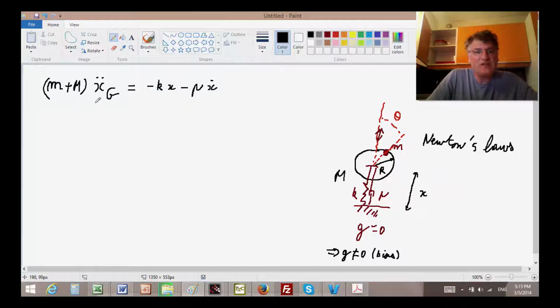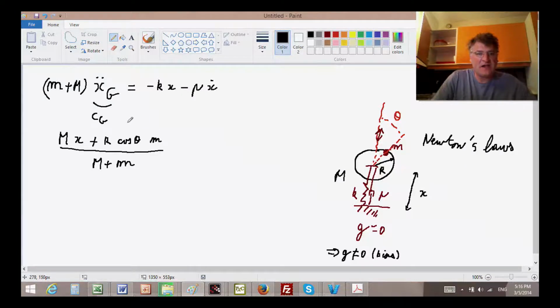Now what is xg? It is the location of the CG of the system. Now the CG of the system is located at capital M times the location x plus small r times cosine theta times small m, divided by capital M plus small m. The reason for that is that the location of the center of gravity moves as m rotates around the whole system. Okay.